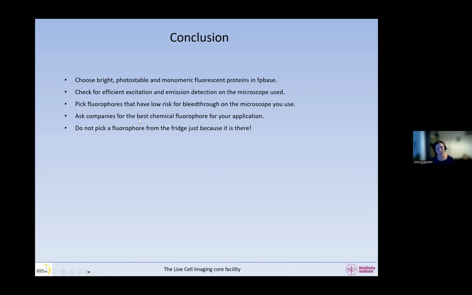And you can ask the companies. Don't hesitate to write to the companies to say, hey, this is what I'm using, this is my experiment, do you have anything better? And do not just pick a fluorophore from the fridge just because it's there. This is doing yourself a disfavor.